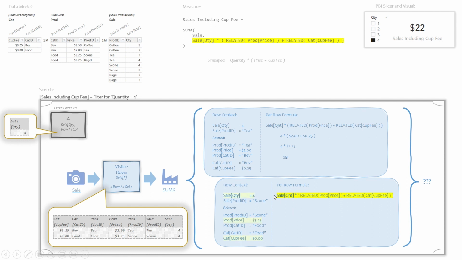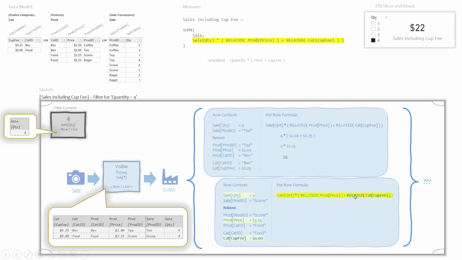Just like before, sale quantity still refers to the number 4, but that's where the similarities end. So now, our second reference here, we say related prod price. Go look in the related section and see in the related section if there is a value with the name prod price. Sure enough, there is. Now, last time it was $2. This time it is $3.25. So this time, this will return $3.25 down there.